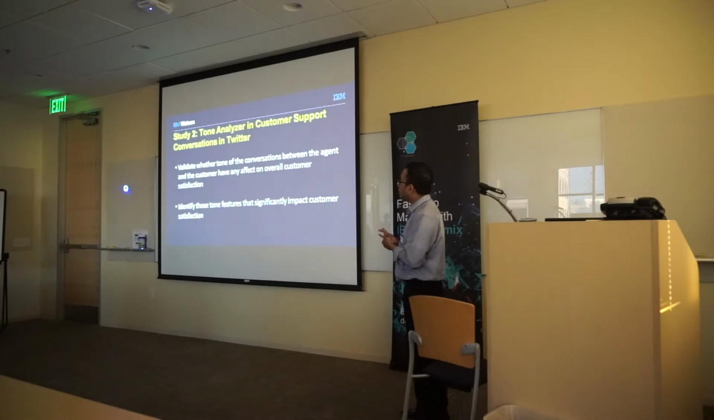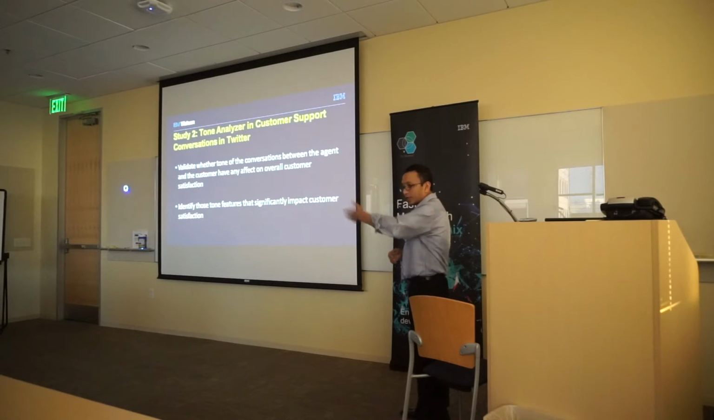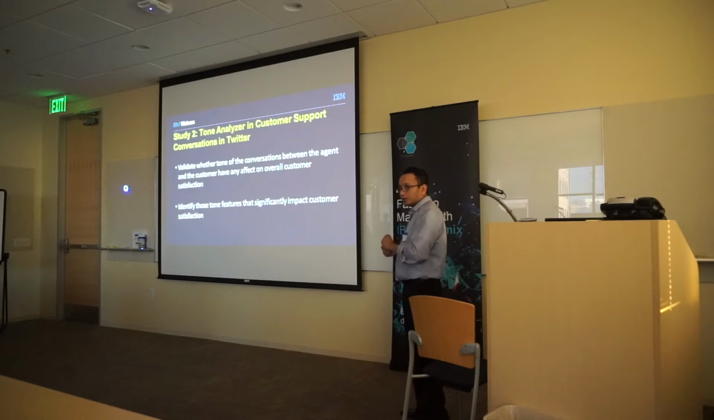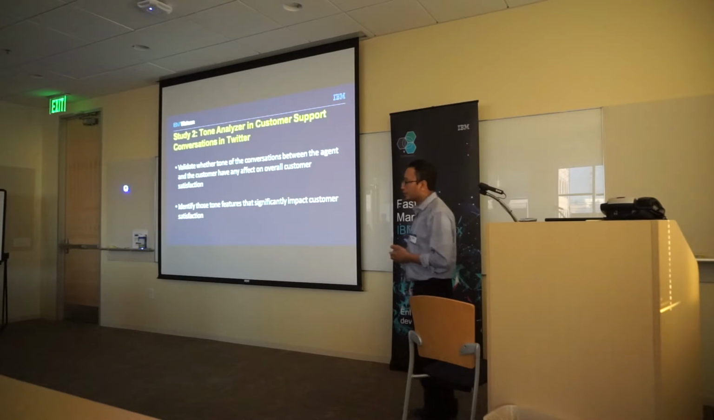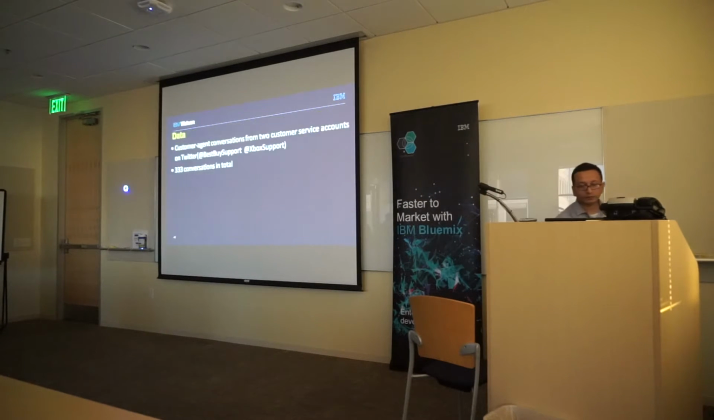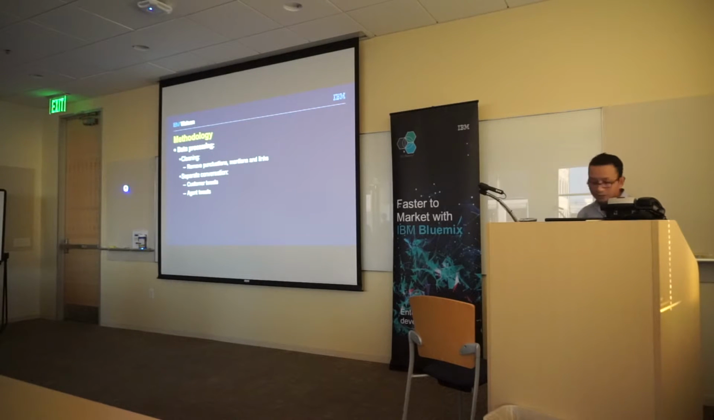Now, in order to do that investigation, both for correlation and prediction, we also labeled the overall outcome. We looked at the entire conversation and reached a conclusion whether the customer was happy and satisfied about the service, or not satisfied, or neither. So we also did that kind of annotation. 333 conversations were in total from these two public accounts. So we did data cleaning.